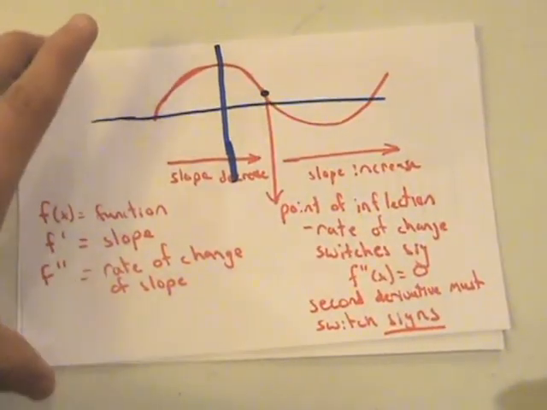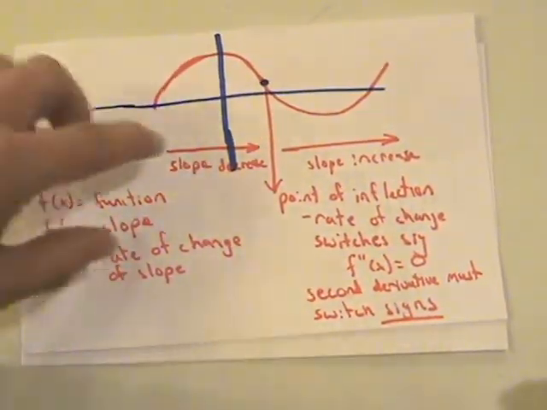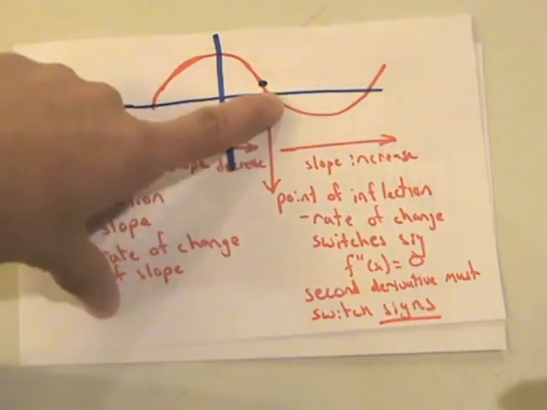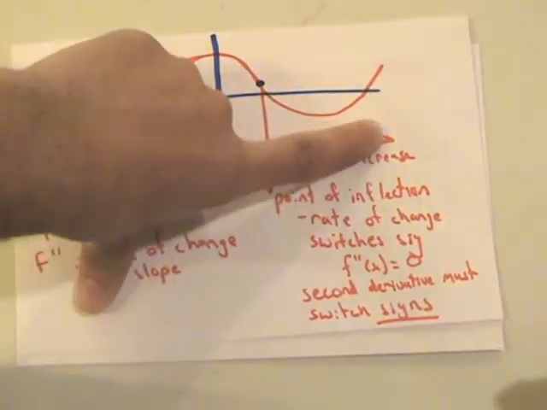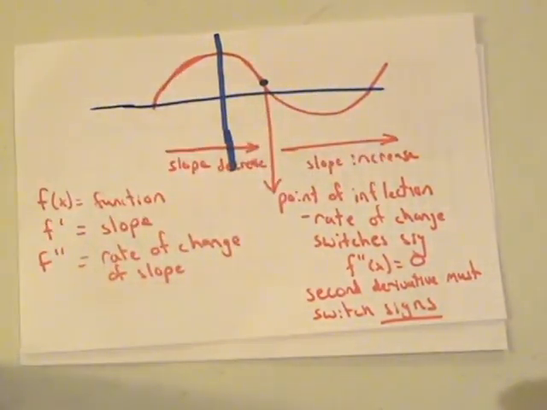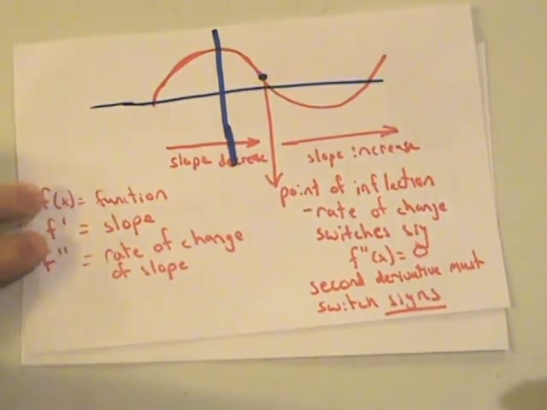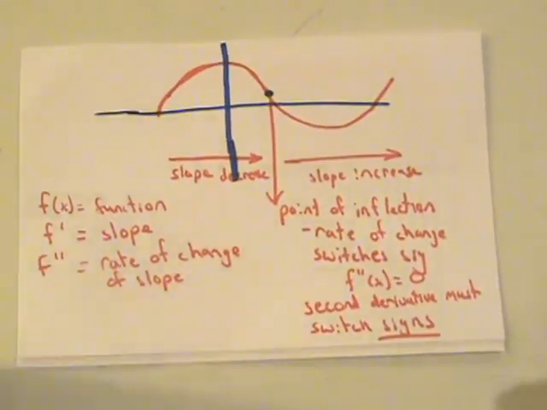So as we look at it in a together form, we see that the slope decreases, but then there's a point where the slope begins to increase. And that is called the point of inflection. It is at the point that the second derivative, which we're going to learn about, changes sign, and the rate of change switches so that it flips.